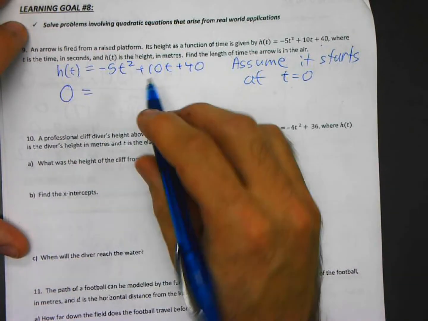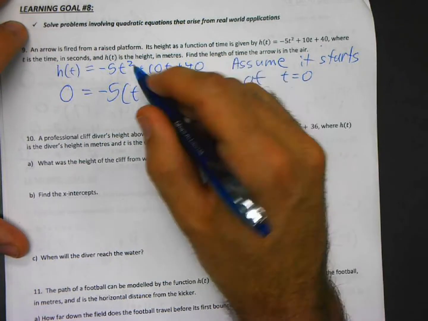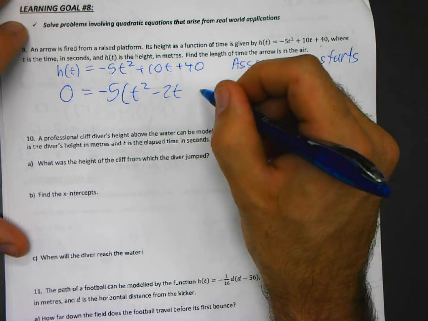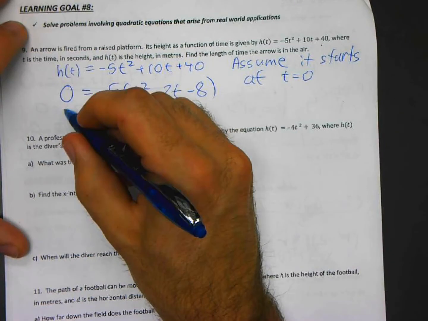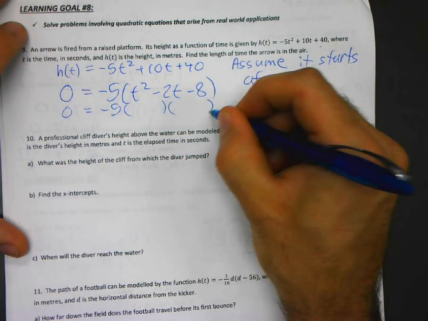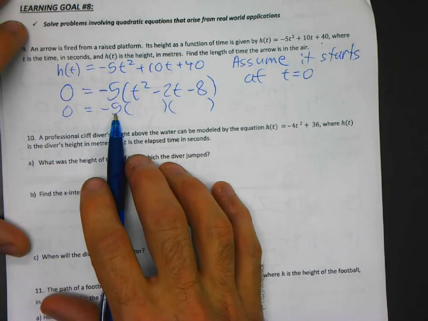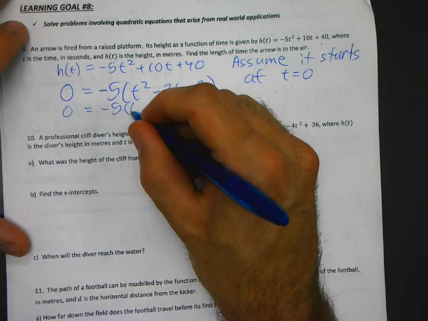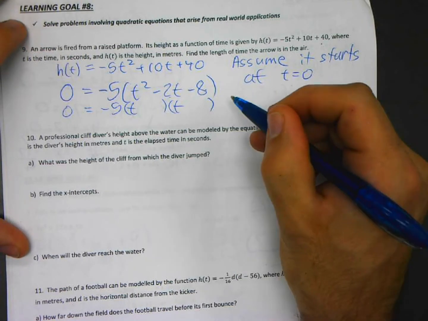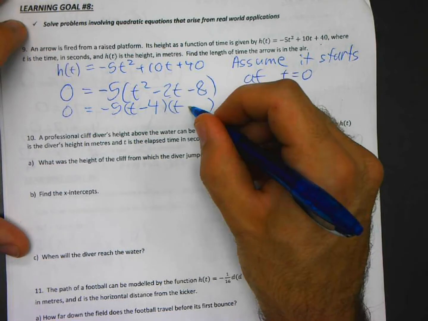We factor this now. Negative 5 t squared minus 10 divided by minus 5 is minus 2t. 40 divided by minus 5 is minus 8. Now we have this, negative 5. We're going to factor this thing. How do we know that? Well, it's the only tool we have right now is just to factor it. So two numbers that multiply to negative 8 and add to negative 2 are negative 4, I like, and positive 2, I like.